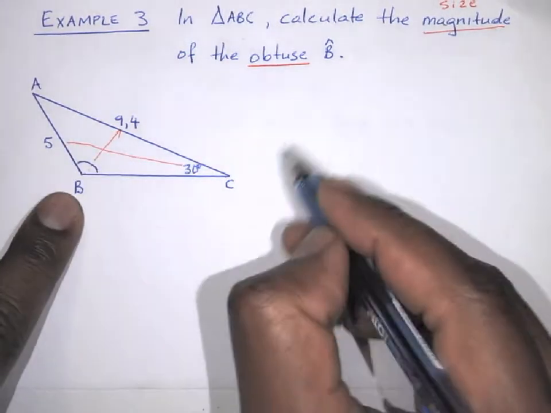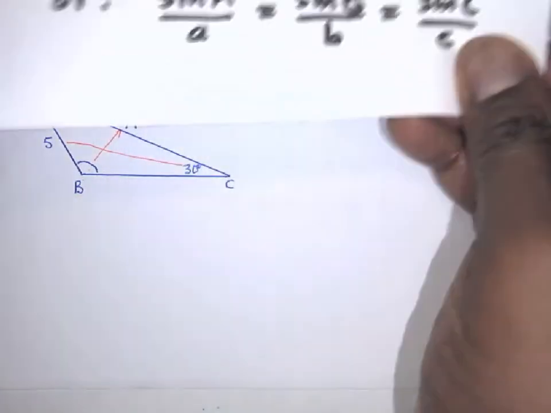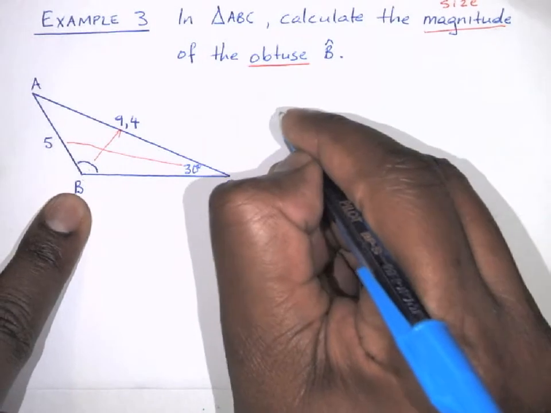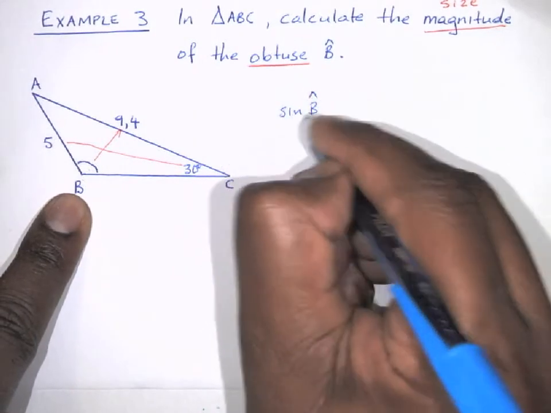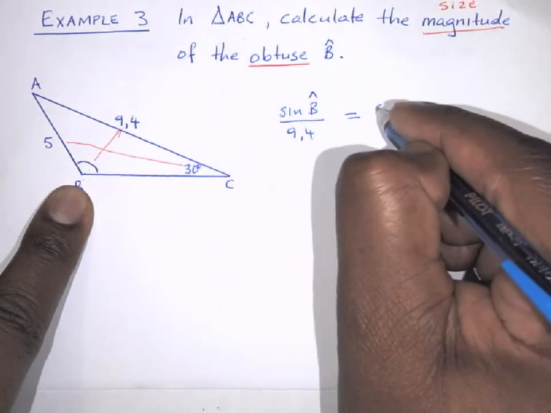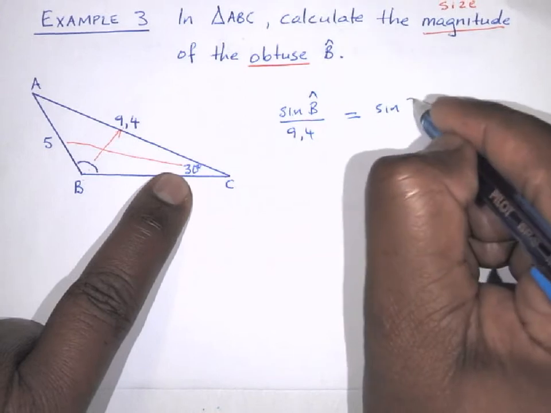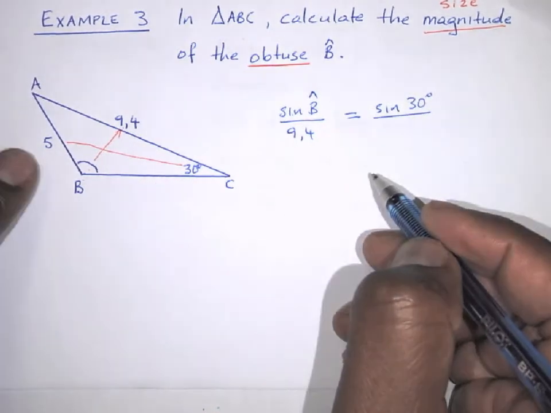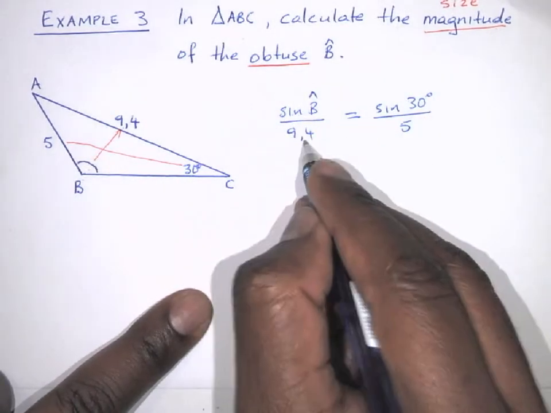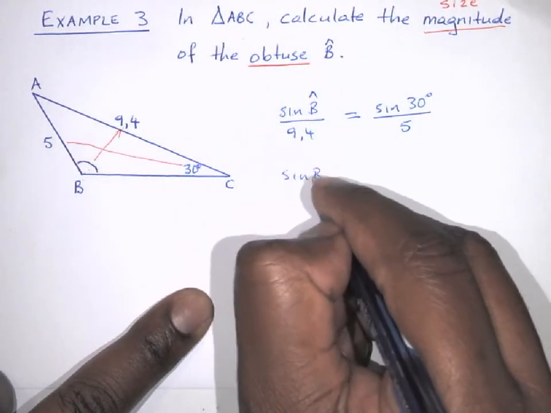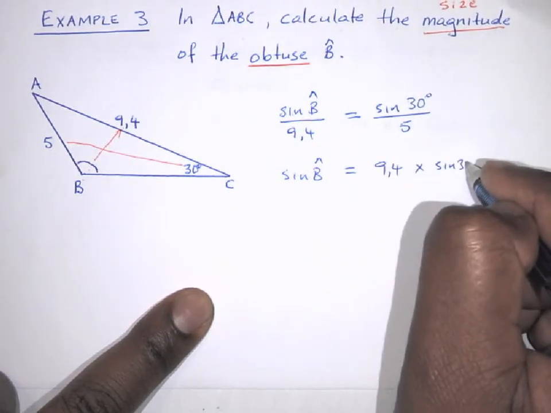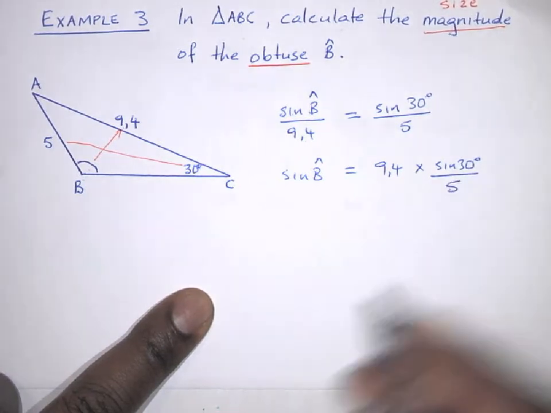So to find this, again, trying to find an angle, we write it in this format here. I'm finding angle B, so I would say sine of angle B, because I don't know, divided by the side which is opposite, which is 9.4, is equal to sine of another angle, sine of 30 degrees, which is divided by the side which is opposite 30 degrees, which is a 5. Now I'm solving for the angle, so cross multiply: sine of angle B is equal to 9.4, which is multiplying the fraction of sine of 30 degrees, which is divided by 5.